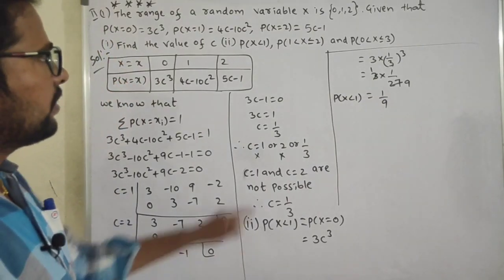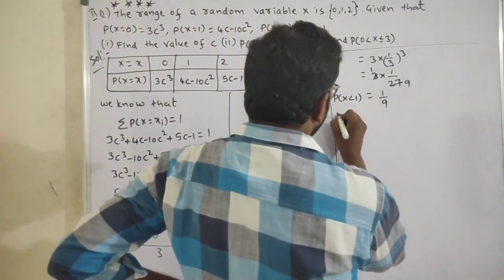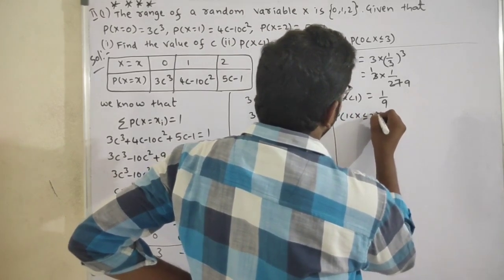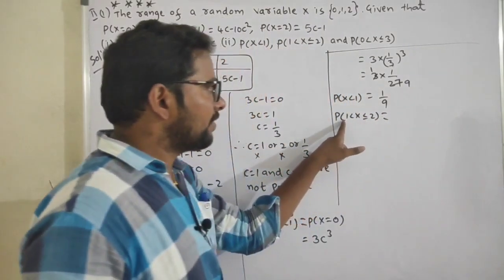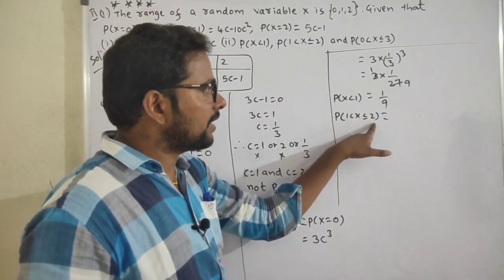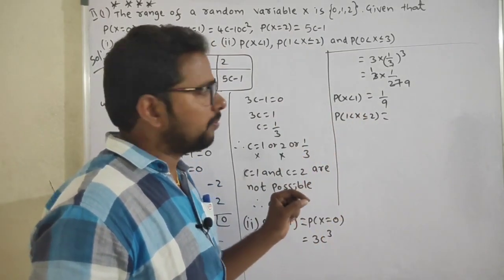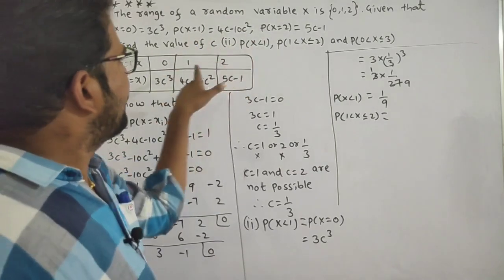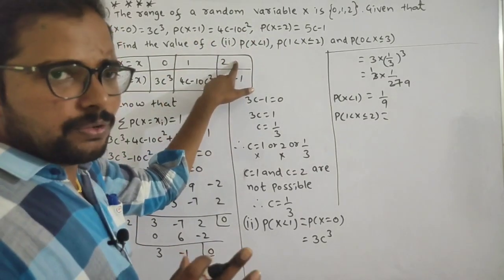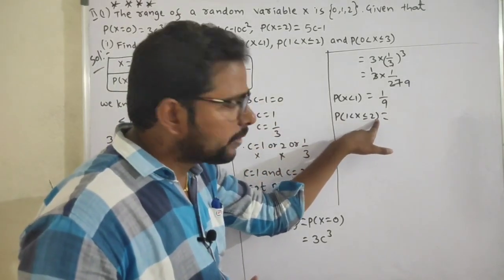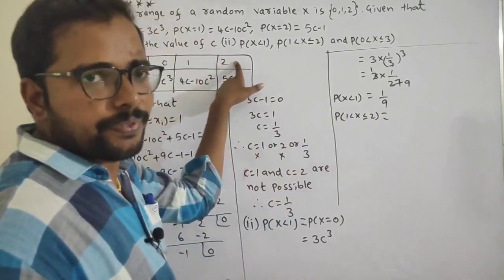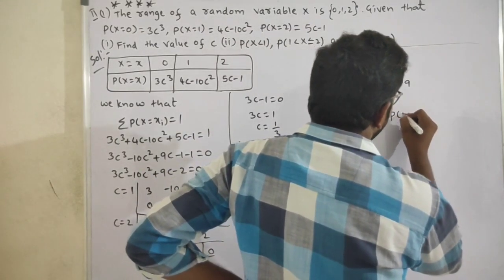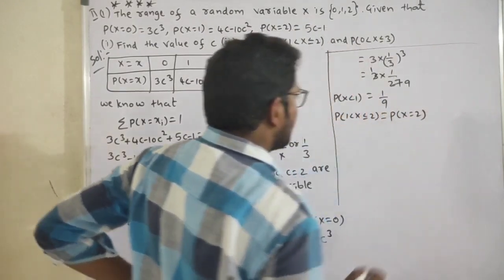And what is the second one? P of 1 less than x less than or equal to 2. Here we take only x equal to 2, because we don't have any value that lies between 1 and 2. There are no values between 1 and 2. So here less than or equal to 2 is given, so we take x equal to 2, that is P of x is equal to 2.